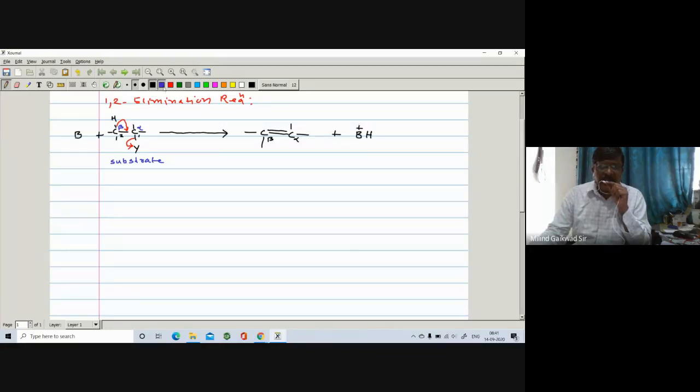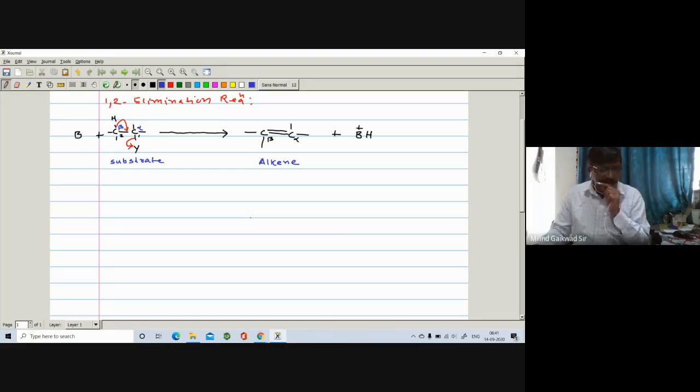So here you are getting the corresponding carbon-carbon double bond. You get an alkene. So here what happened? The degree of unsaturation gets increased. When there is a single bond, there is a formation of a double bond, and when you start from the double bond, you get the corresponding triple bond. So the degree of unsaturation gets increased. So it is a 1,2 elimination reaction.